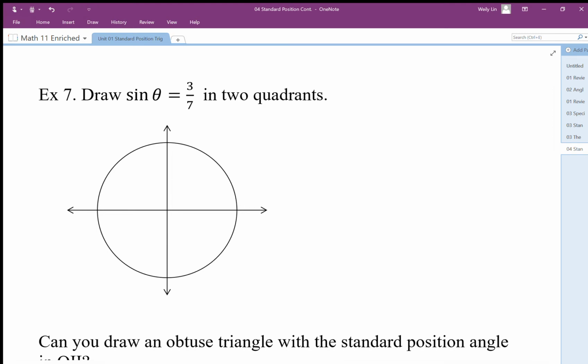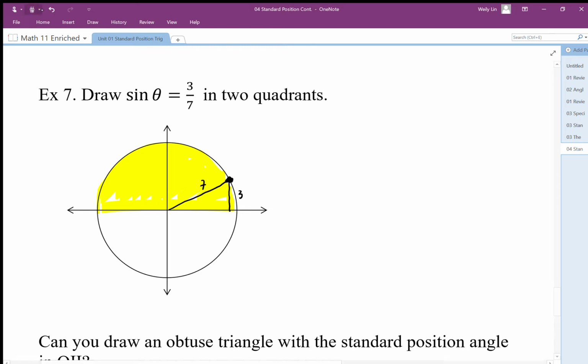So when we're given the sine ratio of 3 over 7, we know that the sine is positive, which means the y value is positive, and the y values can be in the positive y quadrants, or quadrants 1 and 2. Okay, so the sine values are going to end up in those two quadrants. So when I draw this, the y is my vertical, so it's going to be maybe something like this, 3 and 7 in that position right here.